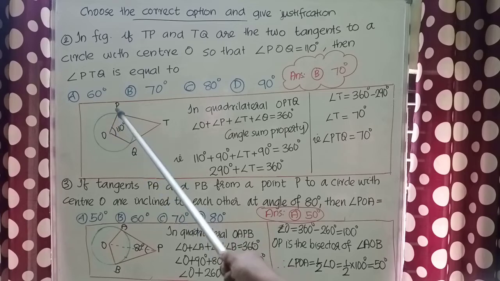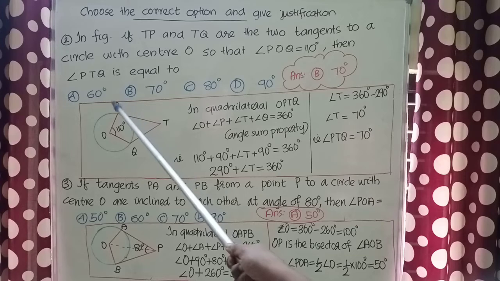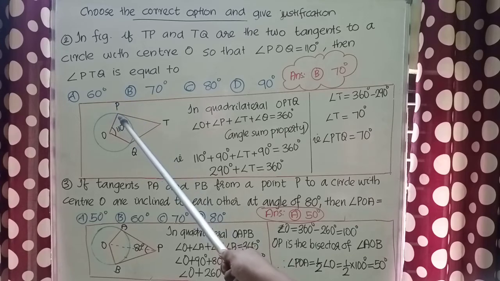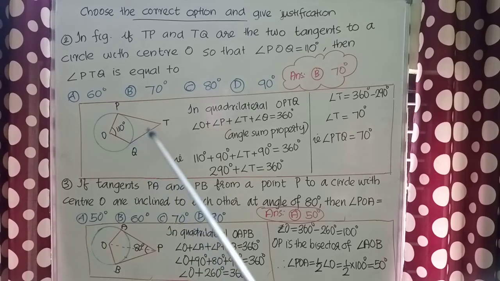Now you see the figure. This OP is the radius and PT is the tangent. So this angle P is 90 degree. Similarly, OQ is the radius and TQ is the tangent. So this angle Q also 90 degree. So here 110 degree plus 90 degree plus angle T plus 90 degree equal to 360 degree.